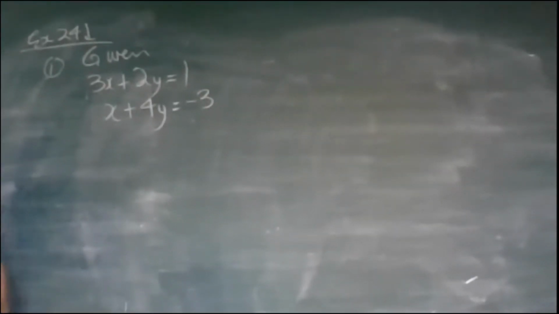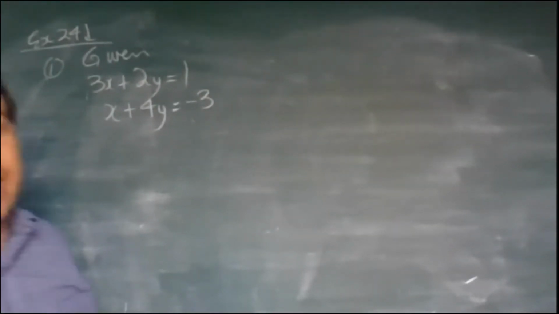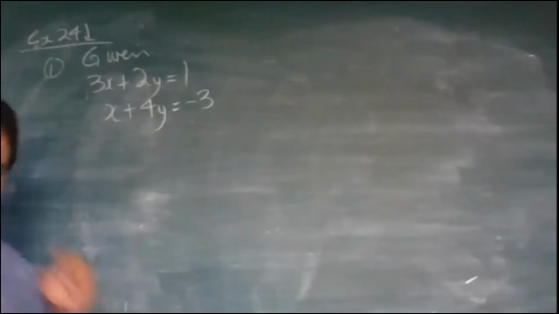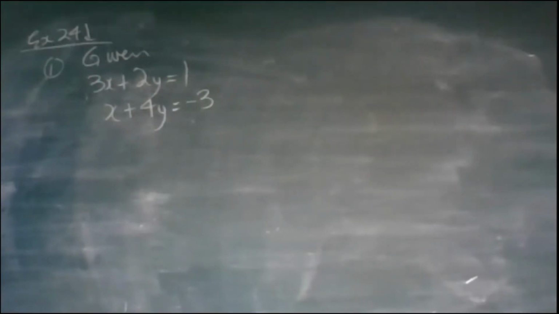Okay, good day, guys. Today we are looking at simultaneous equations and solving them using the inverse method. So here is exercise 24D, and the first question we're looking at says, given 3x plus 2y equals 1 and x plus 4y equals negative 3.